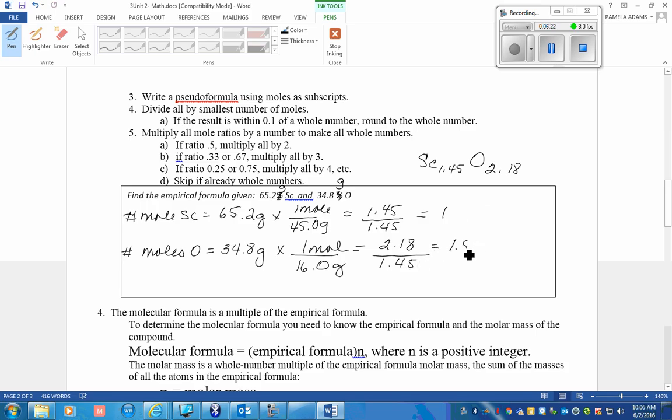This is 1.5. It is also inappropriate to write this. So I have to find a common factor that will turn 1.5 into a whole number. That would be the number 2. What I do to one, I do to the other. So these become the subscripts for my compound. So the ratio of atoms is I have 2 scandium to 3 oxygen.